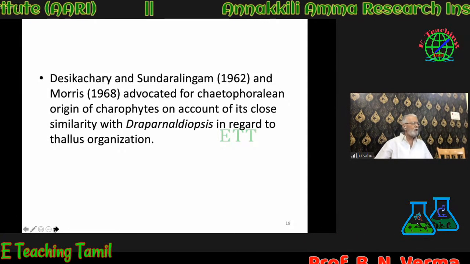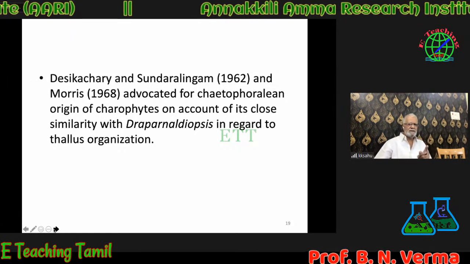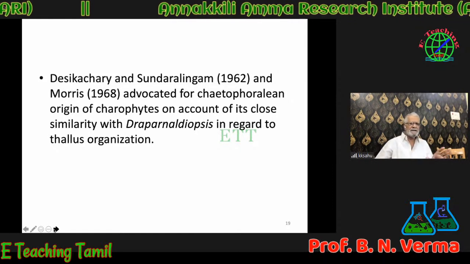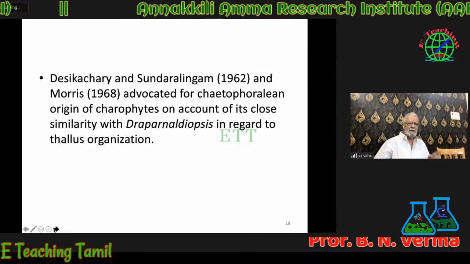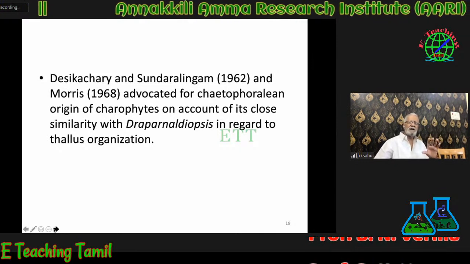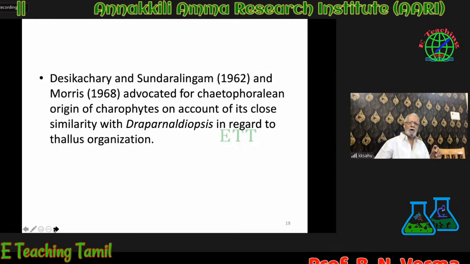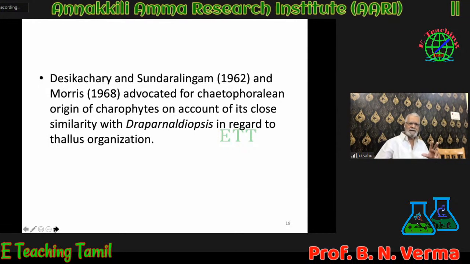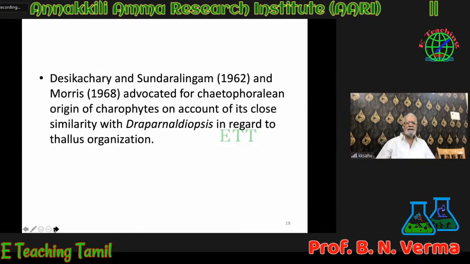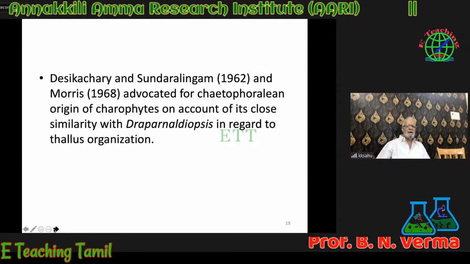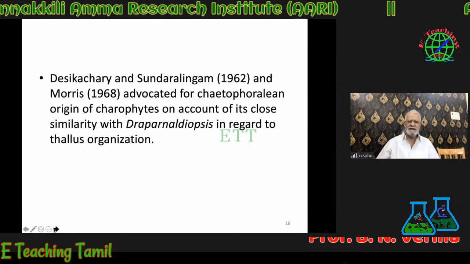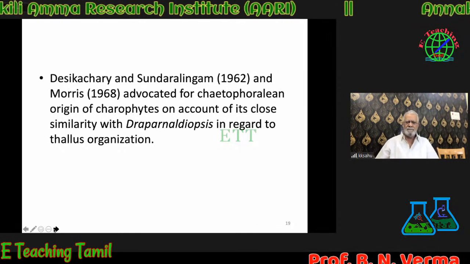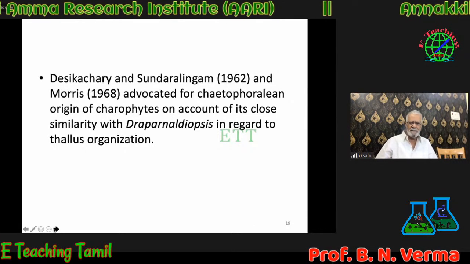In Draparnaldiopsis also, the difference between Draparnaldia and Draparnaldiopsis is this: although Draparnaldia is also highly branched, it has no differentiation of short nodal cells and long internodal cells. But it is seen clear-cut in Draparnaldiopsis, and in this context it is very close and comparable with the thallus organization of the Charophytes.